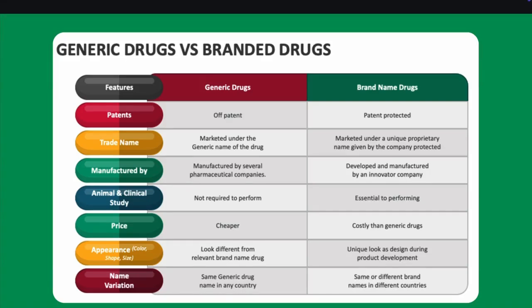Animal and clinical studies are not needed for a generic drug because they are already done by the brands who have invented the medicine. Prices of generic drugs are specifically lower. Price of branded drugs is higher because of the marketing and research costs they have put in. Appearance is basically different because the drugs are made differently. Okay, name variation might happen because every brand likes to make their own name for the drug.